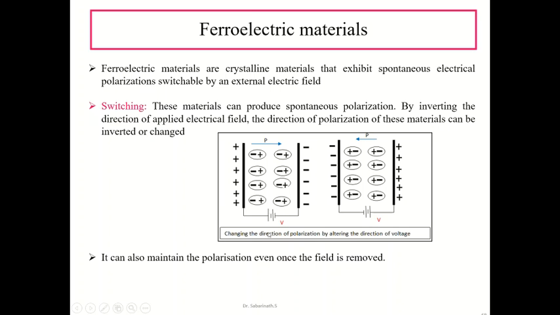So when the direction of application of the external electric field is reversed, the direction of polarization of the materials can also be inverted or changed. So changing the direction of polarization by altering the direction of voltage. It can also maintain the polarization even once the field is removed. So the material retains the polarization even after removing the electric field.